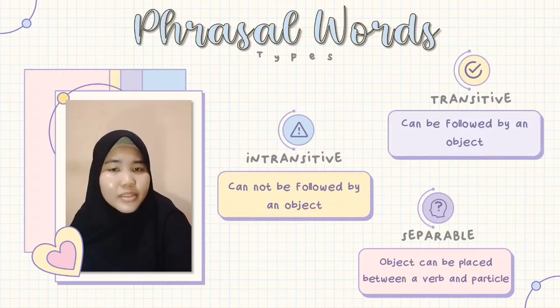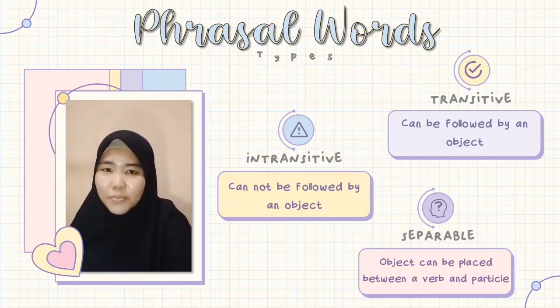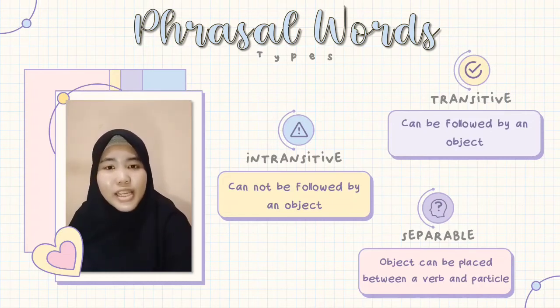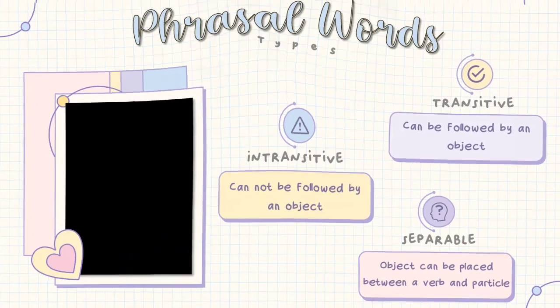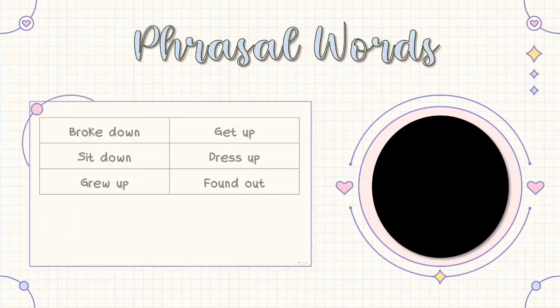And last but not least, separable phrasal words. It is the type of phrasal words in which the object can be placed between the verb and the particle. It is actually similar to transitive, but here the phrasal words can be modified by separating. For additional information, the differences between intransitive and transitive phrasal words are not only whether there is an object or not, but the position and the meaning also make the difference. Overall, to make sure that you understand the types, let's go to the examples based on the types.